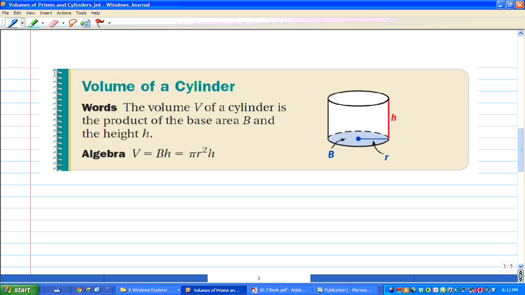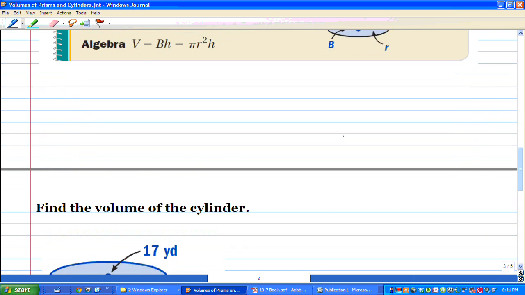For a cylinder, this is really easy as well, because it's just the area of the base times the height. The base is a circle, so you find the area of that base, pi r squared, and then you multiply it by the height of the cylinder. Shall we try one? I think so.